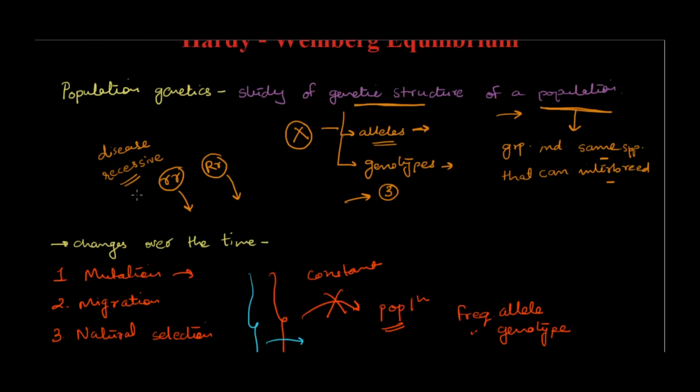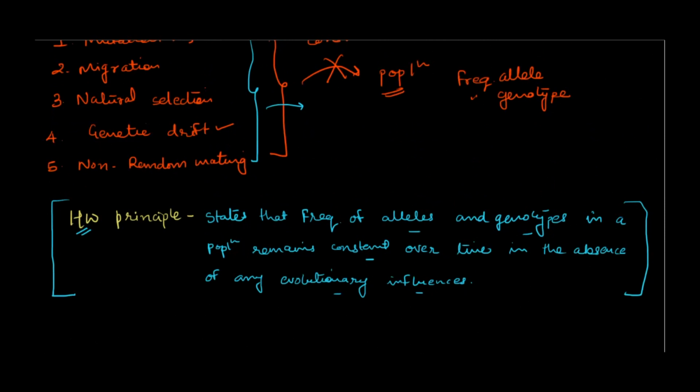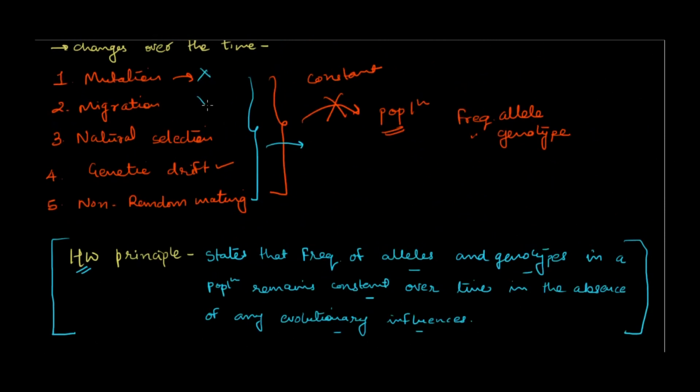which is very helpful to understand if you're working with some disease. You're working to find out the frequency of a particular allele, how many carriers of that disease are present. This is going to help us. So we are going to assume this. We are going to make assumptions like there is no mutation in a population, there is no migration in a population, no natural selection, no genetic drift, and there is random mating in a population.